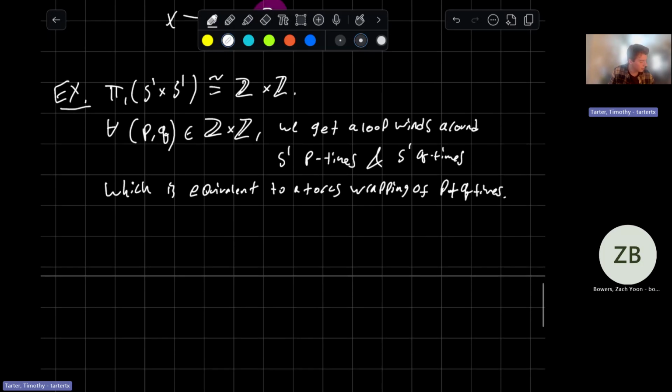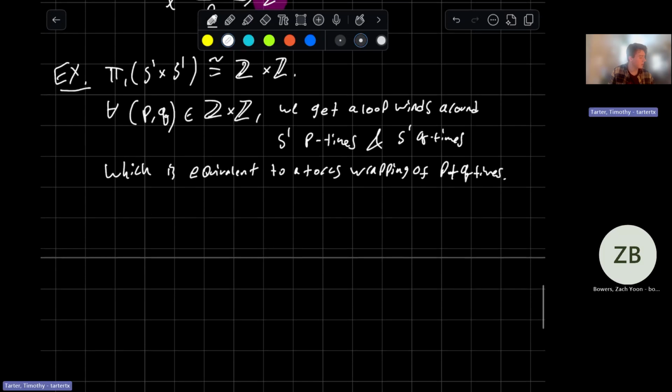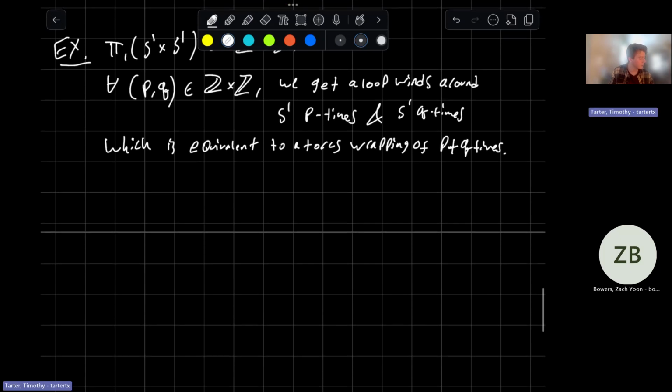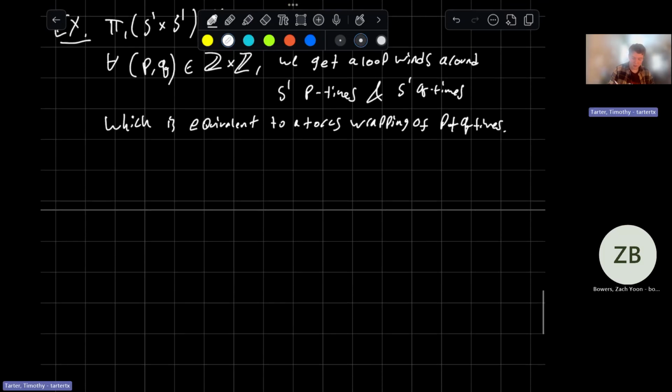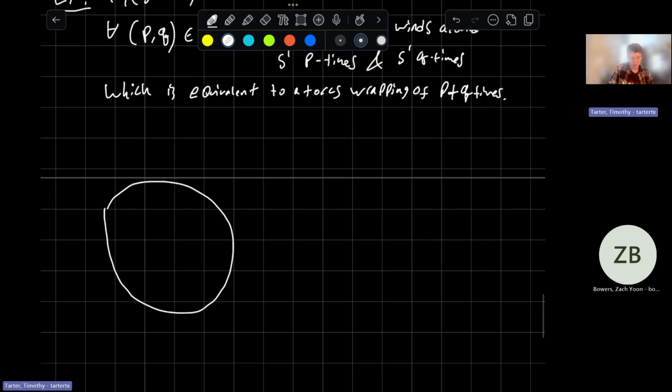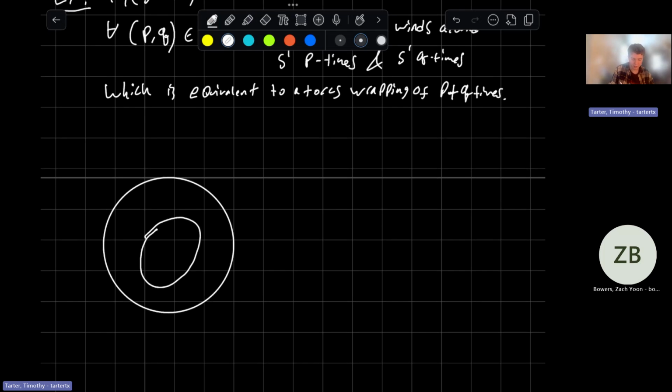So earlier in the last lecture, it looks very like the Borromean rings, but basically this results in what look like torus knots. So if we have a circle here, no, that's not very helpful.